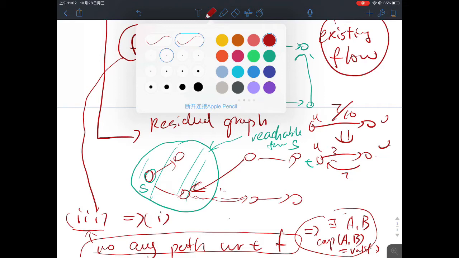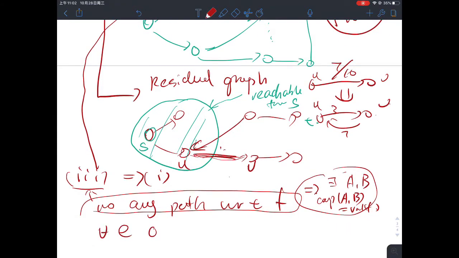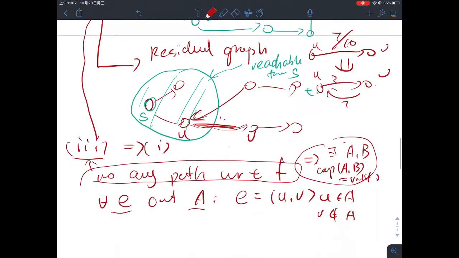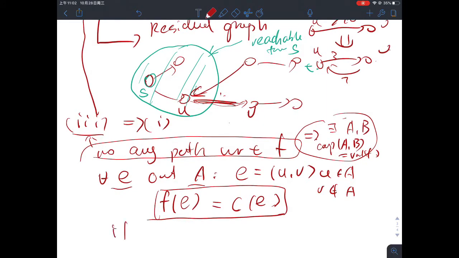So now I want to say that for any edge that is out of A, which means that the edge has two ends, U and V, where U is inside A and V is not inside A, if I look at the flow itself here, then I want to claim that the flow of the edge is the same as the capacity of the edge. This is what we are claiming here. If this were not true, then we want to find a contradiction.